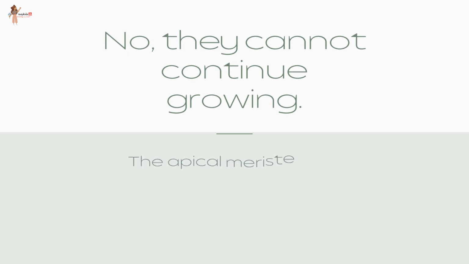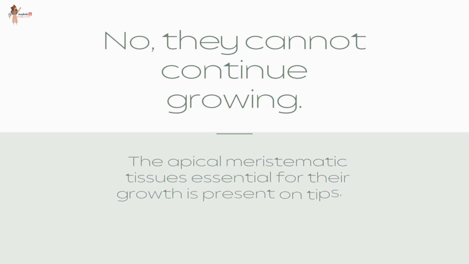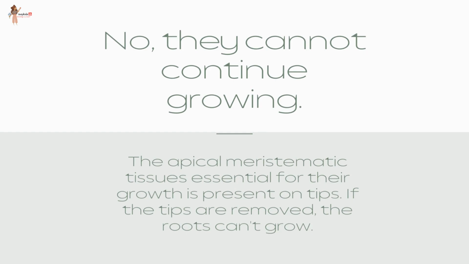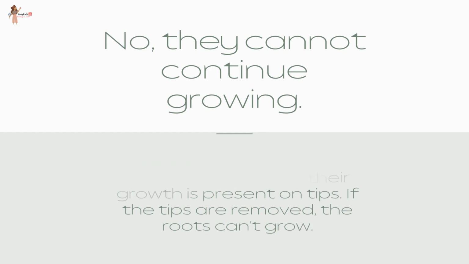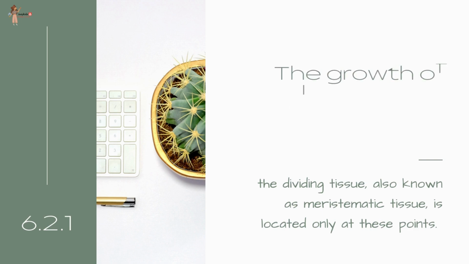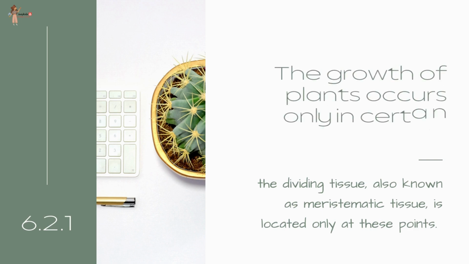This is because the apical meristematic tissue essential for their growth is present on the tips. If the tips are removed, the roots can't grow. Thus, we now know that the growth of plants occurs only in certain specific regions.